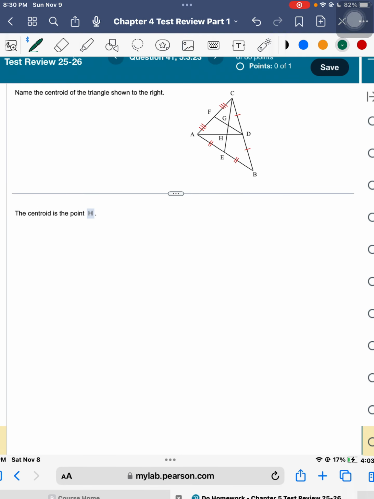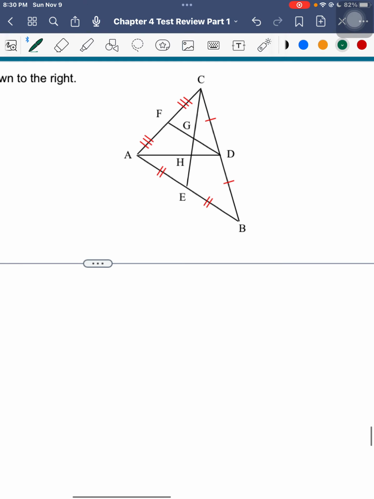Let's take a look at this one. Name the centroid of the triangle shown to the right. So in order to find the centroid, I'm going to have to find all 3 medians. I see my first median right here. Where's my second median? Right here. My third median? I don't have a third median. Look, there's nothing coming off of this. So now I just need to find the point of concurrency of the orange line and the green line, which is what point? H.